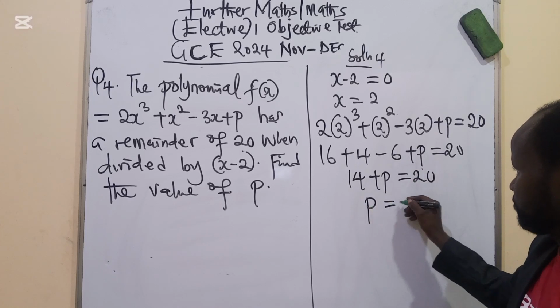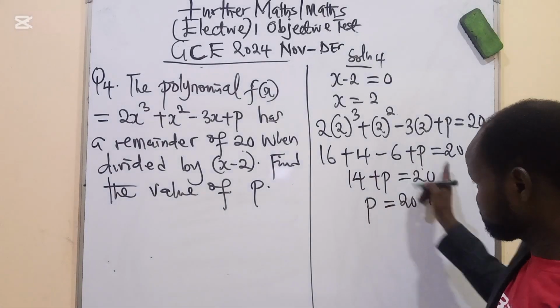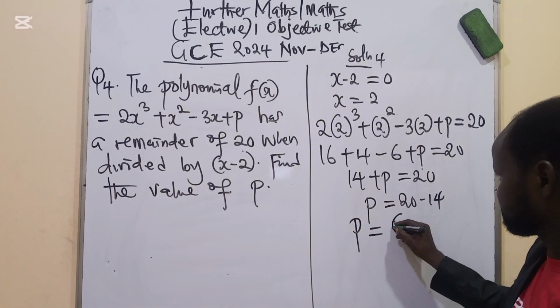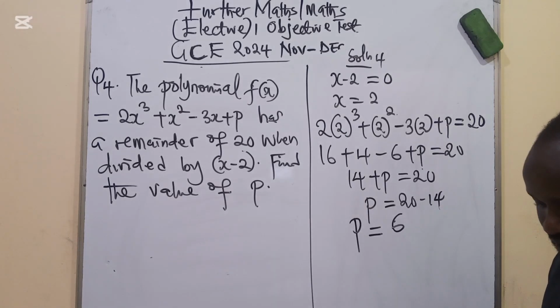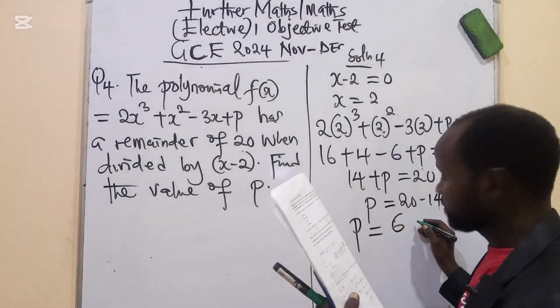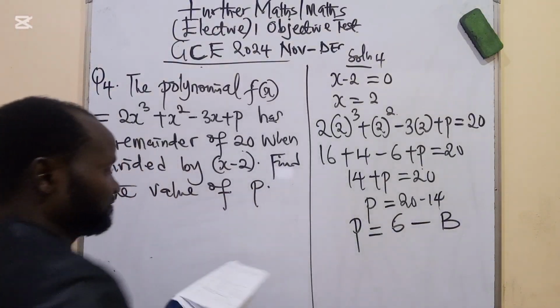P now will be equivalent to 20 minus 14. But this plus, when you cross the equal sign, it will be minus. The value of p now is nothing but 6, because 20 minus 14 is 6. And the correct option here is option B. So this is the solution to question 4.